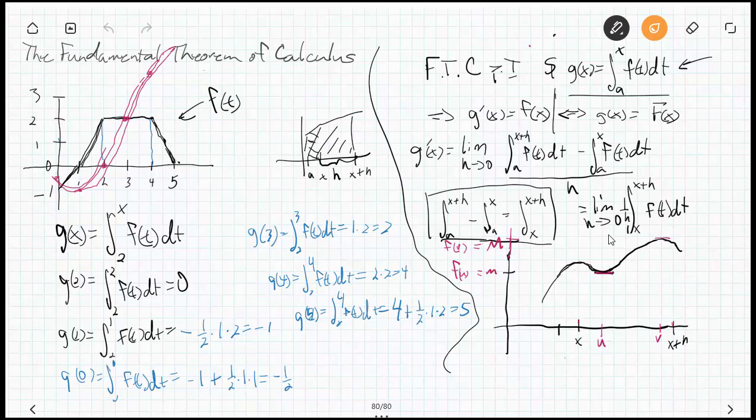According to that rule, I know that this little rectangle right here is h wide and f of u tall. And I know that that is always going to be less than or equal to the integral from x to x plus h of f of t dt. And I know that that is always going to be less than or equal to the rectangle that is M tall, or f of v, and h wide. So this is going to be h times f of v. All I did to write this statement right here was use this rule.